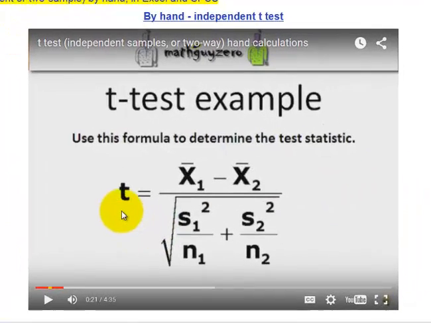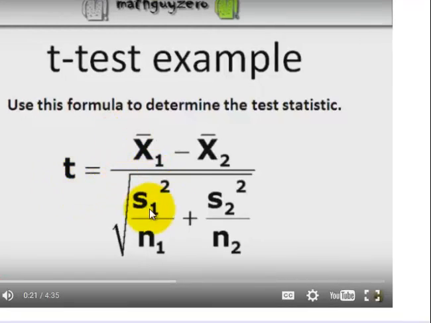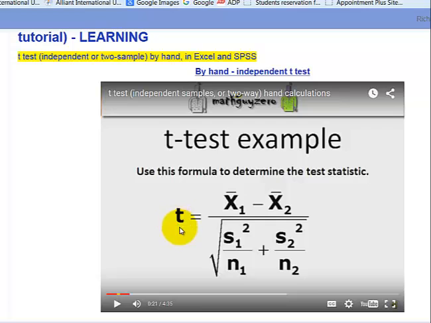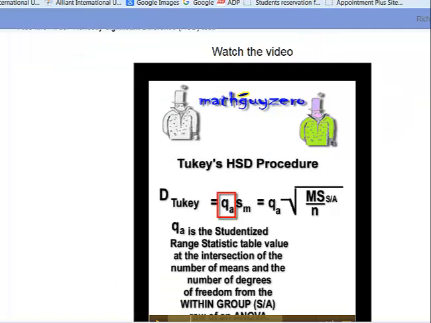So here's the formula to calculate the t-score, right? Subtract the means and you use the pooled variance. You divide that, and that gives you the t statistic. So that's how they would calculate the t-test statistic, which gave you a significant difference in this example.